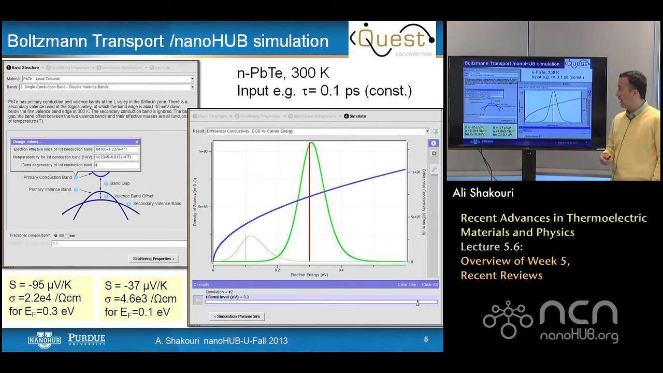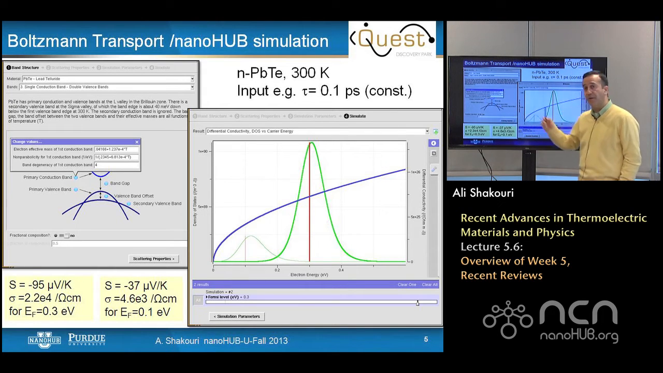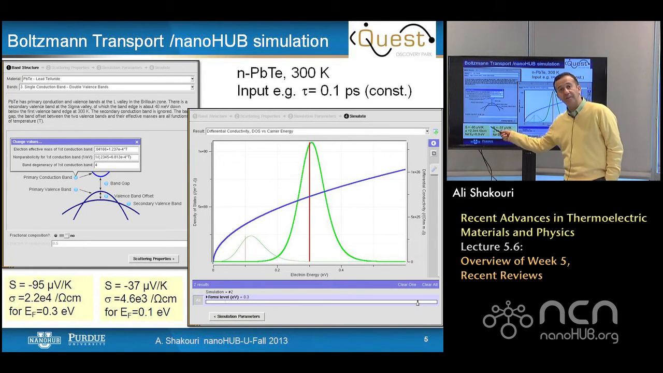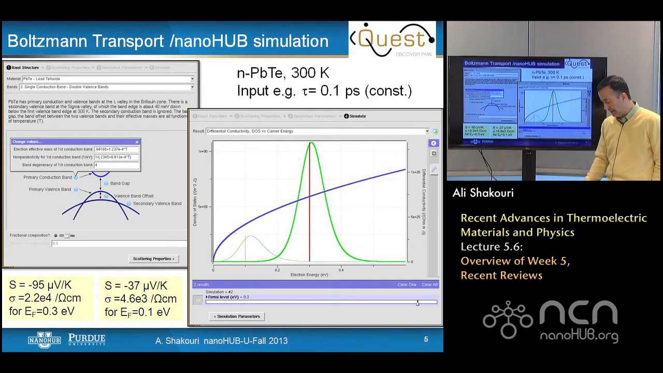Then you saw how the Boltzmann transport can be solved using a nanoHUB tool. In the tutorial and the homework, you were able to practice with this. You can input material parameters with different band parameters, and at the end it gives you a graphical representation of how the density of states and the transport distribution function look, and where the position of the Fermi level is. Even visually you can see how large the Seebeck coefficient is, but you can also get quantitative data to compare with experimental results.